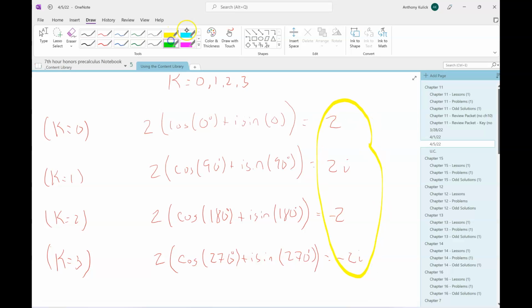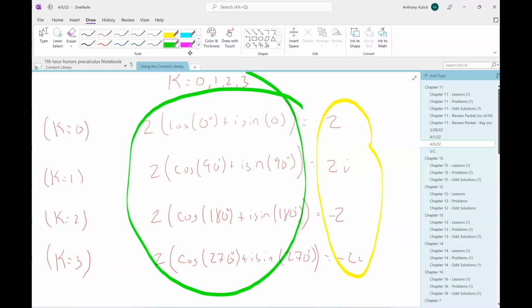These are my standard form answers. These would be my trigonometric form answers, depending on what the question asked for. You might report your answer in either way.